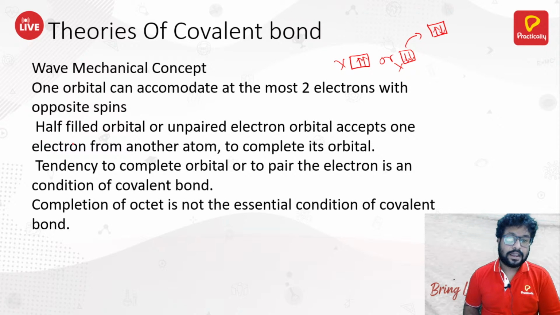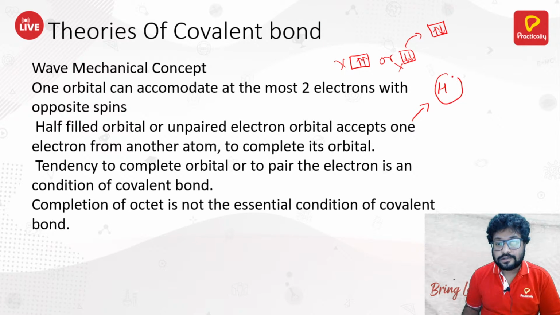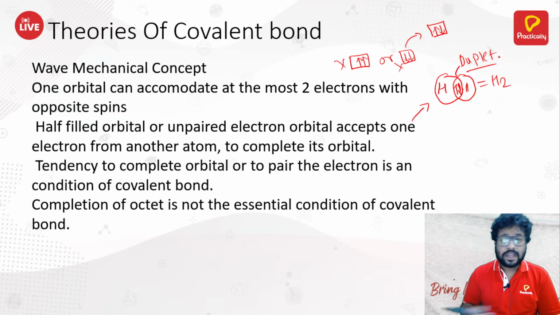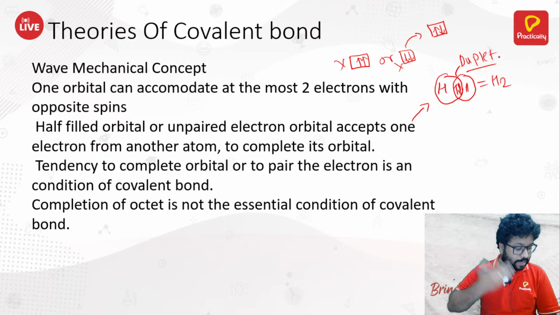Half-filled orbital, or unpaired electron: the orbital accepts 1 electron from another atom to complete its orbital. For example, if you have hydrogen with a single electron, another hydrogen can accommodate this with opposite spin like this, to form an H2 molecule. In the case of hydrogen, you complete the duplet. So that's how it completes the orbital. For the other atoms we will see as we move forward.